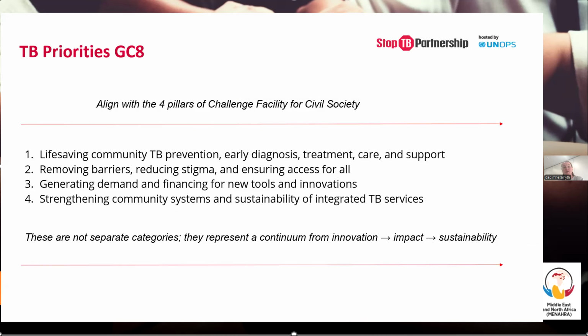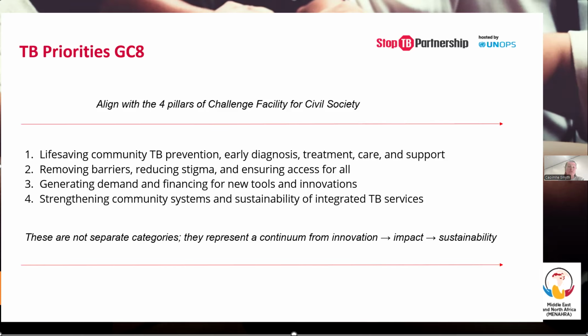But for today's purpose, I will touch upon one area of our support package, which is the articulation of TB priorities in GC8, which incidentally align with the 4 pillars of the Challenge Facility for Civil Society, namely, number 1, life-saving community TB prevention, early diagnosis, treatment, care, and support. Number 2, removing barriers, reducing stigma and ensuring access for all. Number 3, generating demand and financing for new tools and innovations. And number 4, strengthening community systems and sustainability of integrated TB services, which I think aligns with previous speakers, both from the Global Fund and community partners.